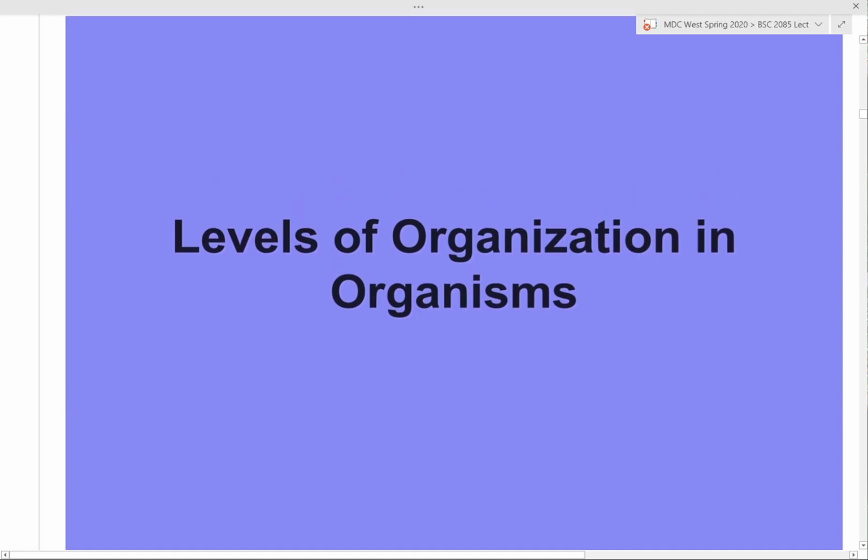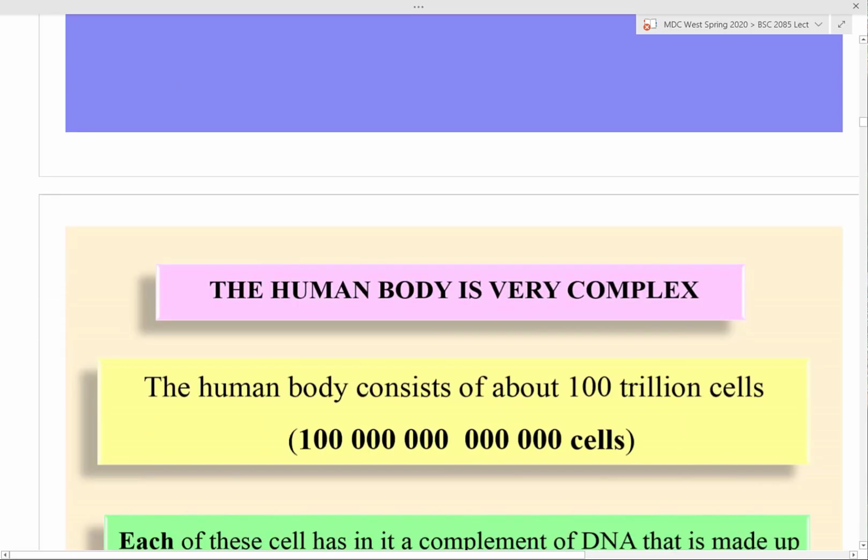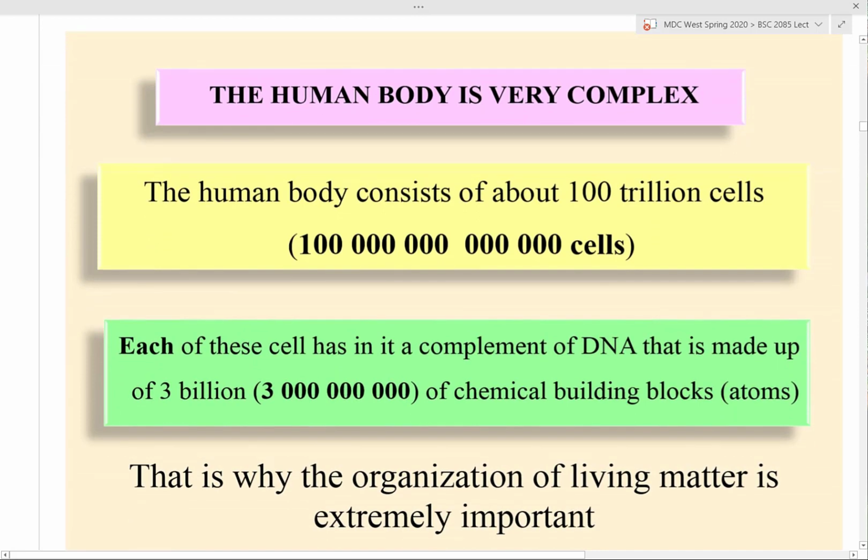Next one up, we're going to be covering the levels of organization in the different organisms. In this case, we just focus on humans. So the human body is actually complex. It has how many cells? 100 trillion cells. Is that a lot? Imagine having $1 for each one of those. It sounds like a lot.